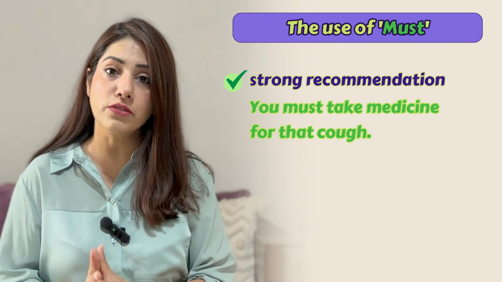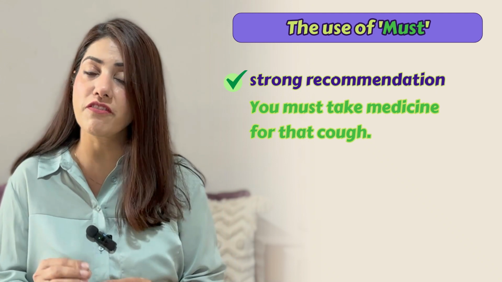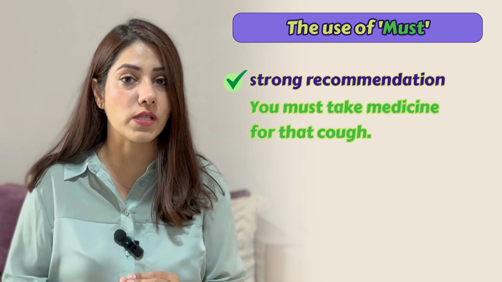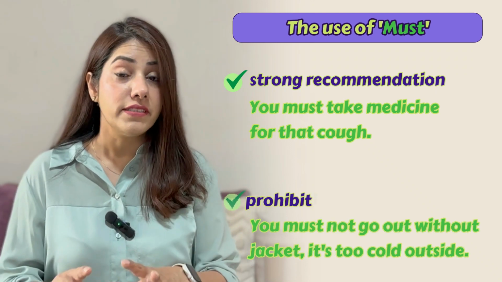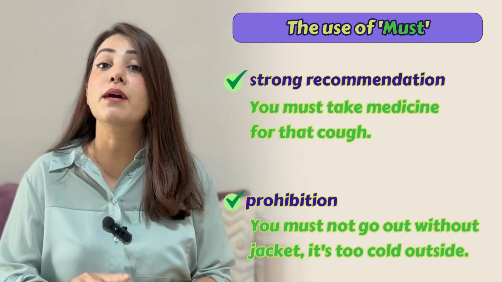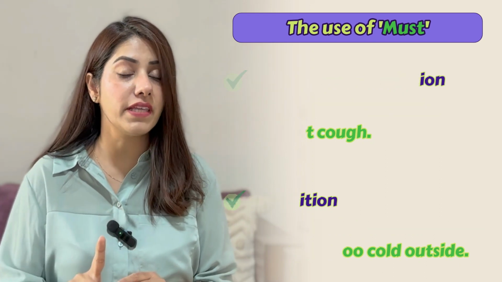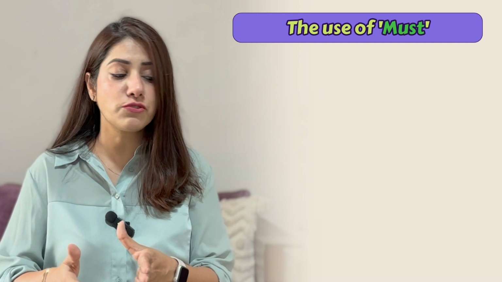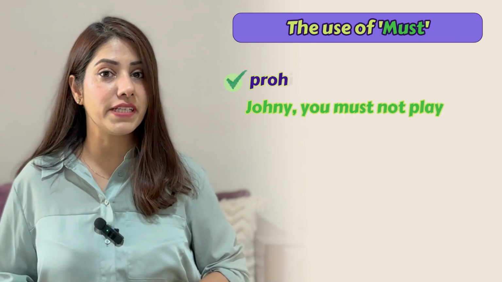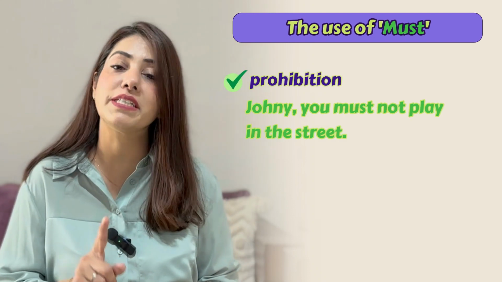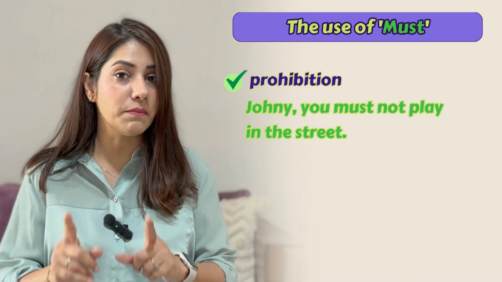Should can also be used to make recommendation, but it is not as strong as must. Must reflects a stronger obligation as well. You must not go out without jacket, it is too cold outside. So here it is reflecting prohibition, something that you must not do. It is prohibiting you from doing something. So for the prohibition that refers to the very near future, we use must. Johnny, you must not play in the street. Here again it is being used for prohibition from doing some task or some activity.